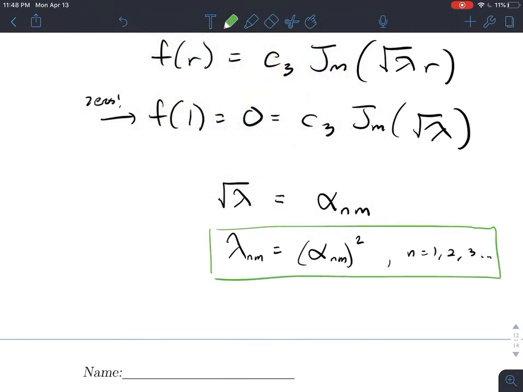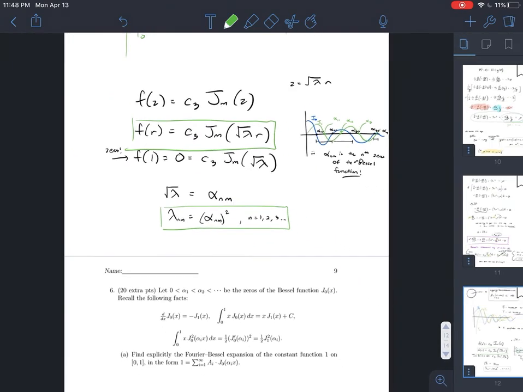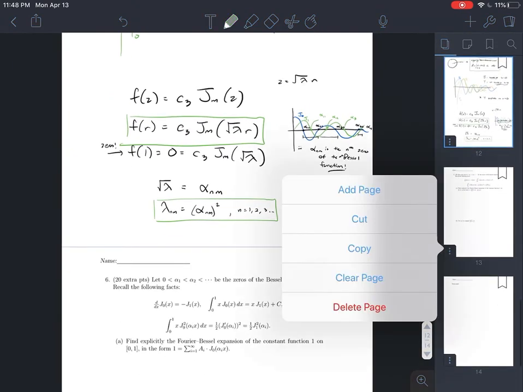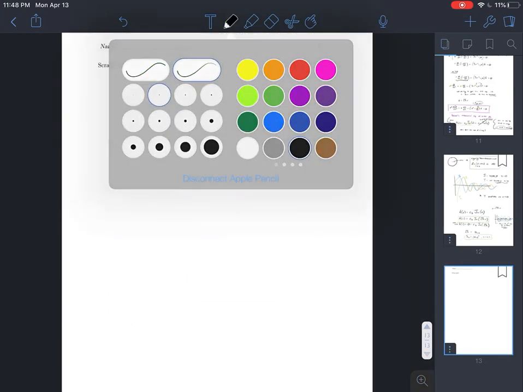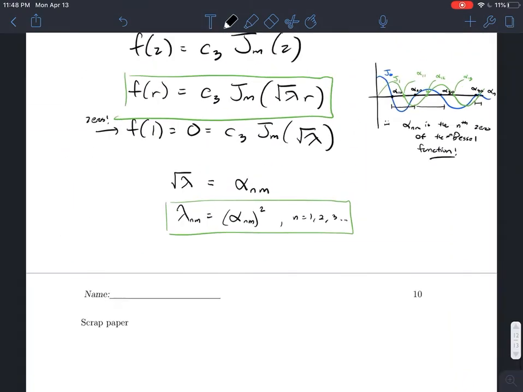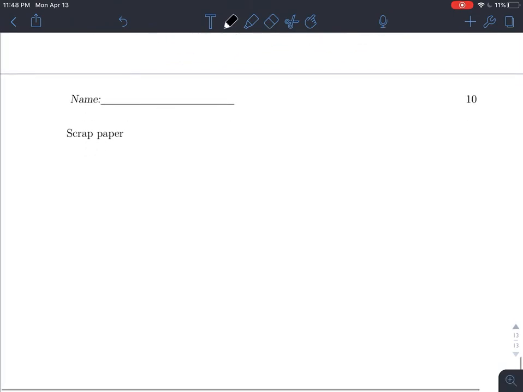Great. So this is very useful for down the road. Cool. So now let's add another page. Actually, let me delete this question because it's an ugly question. Okay. Right, so now we've solved for f of r, we've solved for g of theta, so now we should solve for h of t.